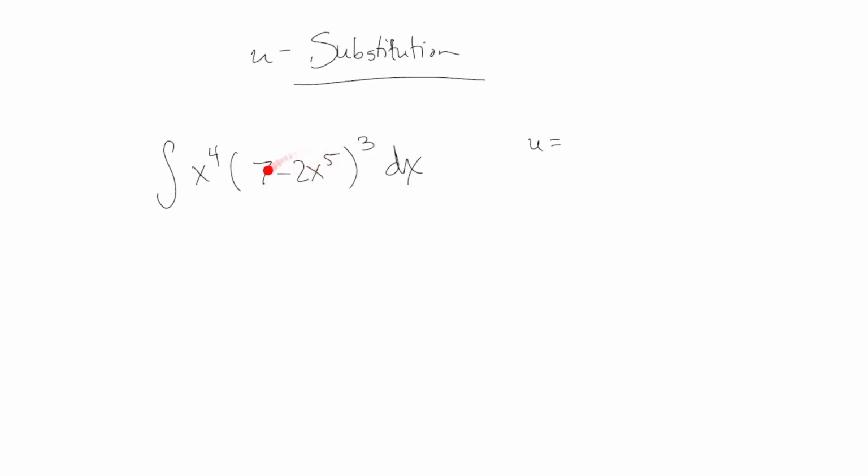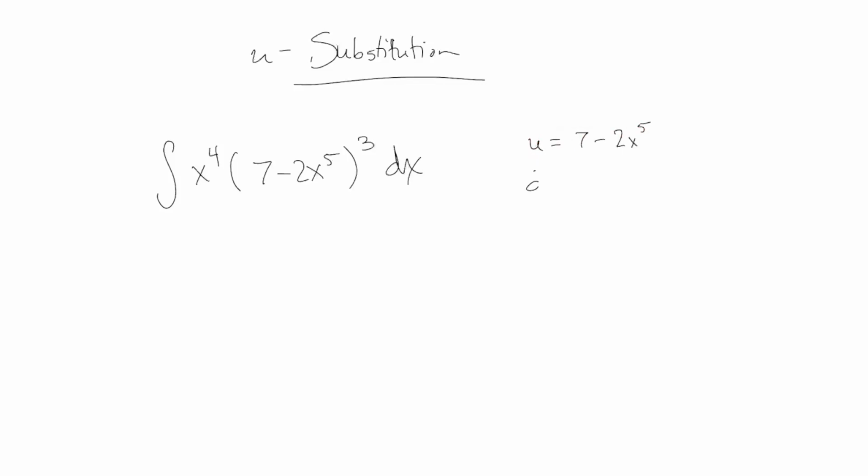You should use the inside of these parentheses here. Just the inside, not including the third power. So it's 7 minus 2x to the 5 that I'm going to use for the u. Okay, and then the next thing we should do is figure out what is the du. It's based entirely on the u. The du is always just the derivative of the u.